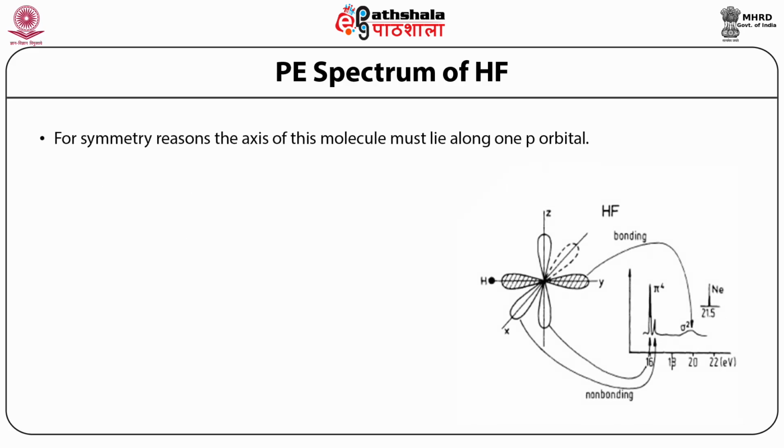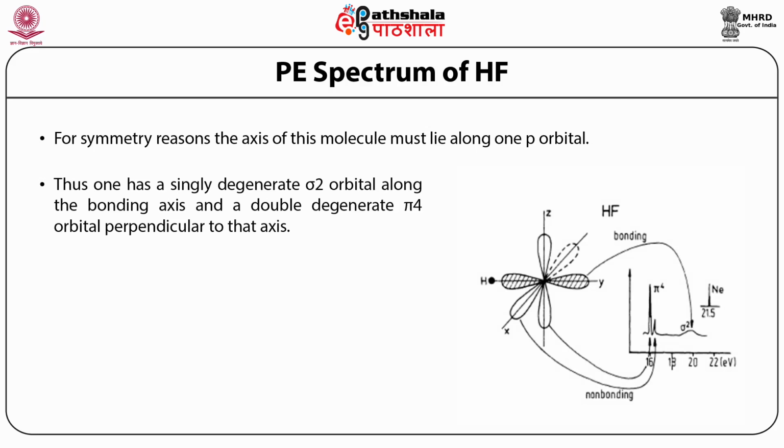For symmetry reasons, the axis of this molecule must lie along one p orbital. Thus, one has a singly degenerate sigma 2 orbital along the bonding axis and a doubly degenerate pi 4 orbital perpendicular to that axis. This has also been depicted here in the figure shown alongside. The same explanation is continued in this slide.